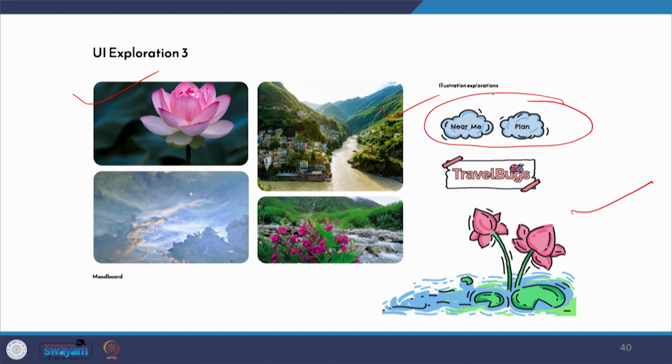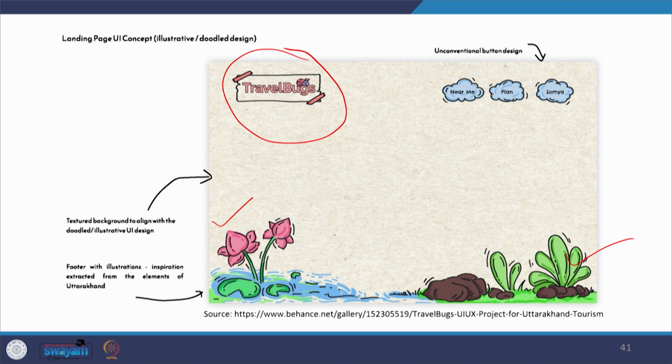these particular illustrations, now they have converted into unconventional button designs. So, we are not used to probably seeing such buttons, but we are trying to integrate nature or the elements of nature here. So, now these will act as the buttons.